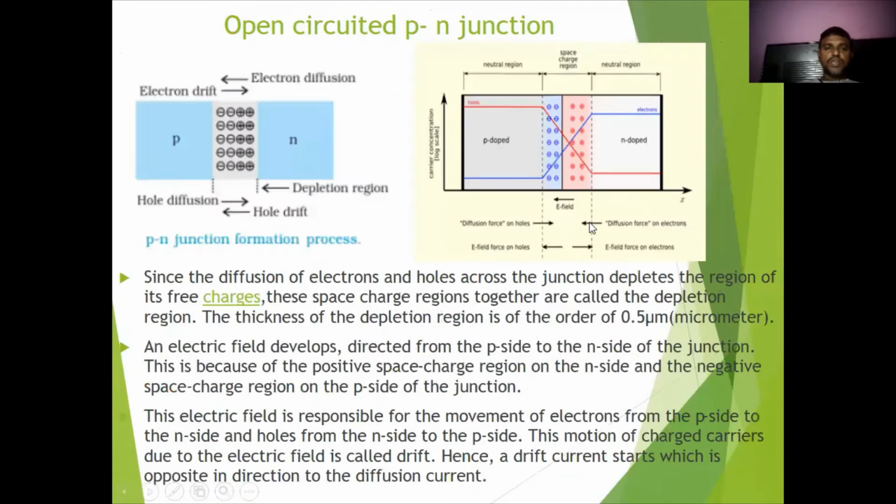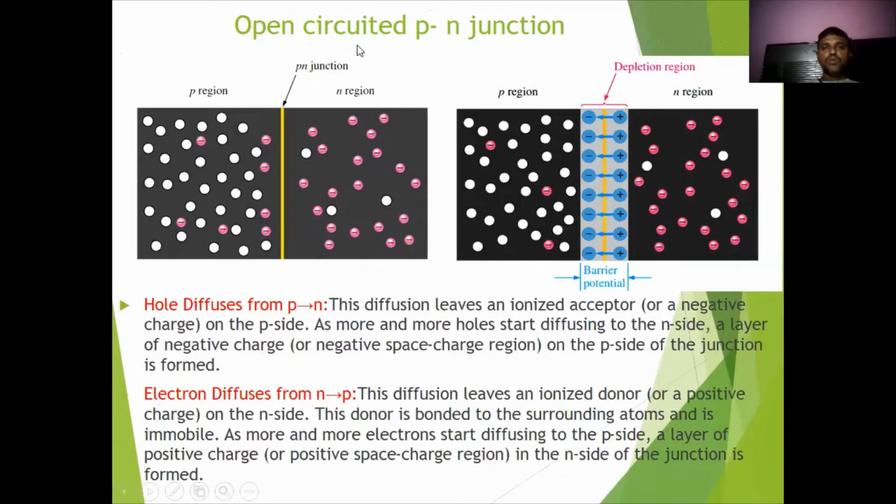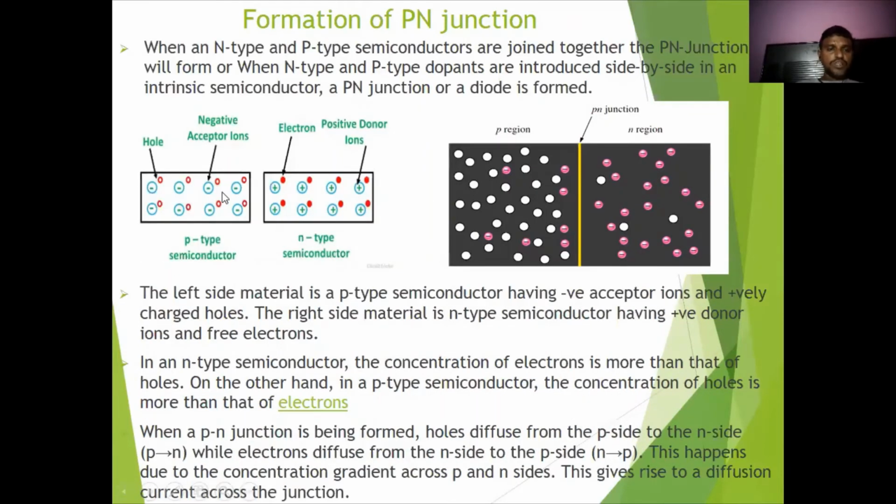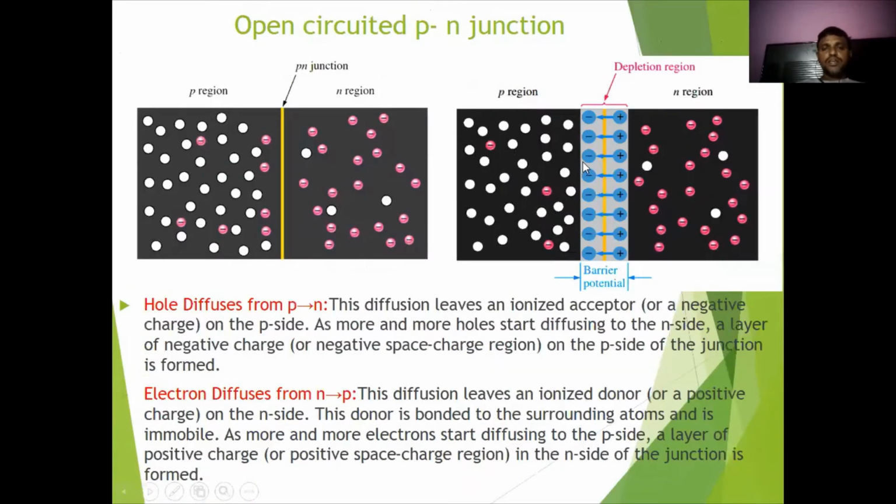So we'll move to the next point. Here I have given the heading open circuited PN junction. These holes are moving like this and these electrons are moving like this. But nearer to the junction we have immobile ions, that is negative acceptor ions and positive donor ions. Nearer to the junction I already told that we have three charges in the P region and also three charges in the N region: holes as majority carriers, minority carriers, and at the same time negative ions in the P region and positive ions in the N region.